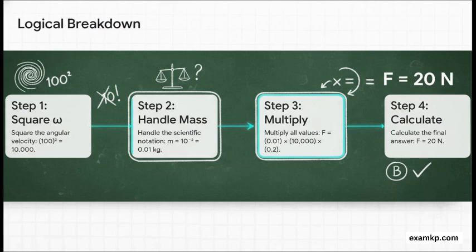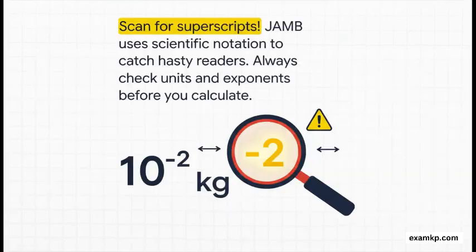Let's walk through it. The formula is F equals m omega squared r. Simple enough. First, omega squared. 10 squared is 1000. Easy. Now, here's where people get caught. The mass, m, is 10 to the power of -2. That's 0.01 kilograms. So many people will just rush and see the 10 and use that. Big mistake. So now we multiply. 0.01 times 1000 times 0.2, and that gives you 20 newtons. Option B is our answer. See? A simple calculation made tricky by one tiny detail.